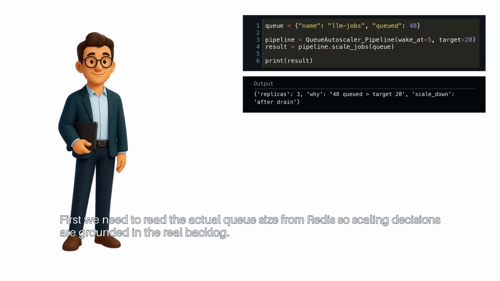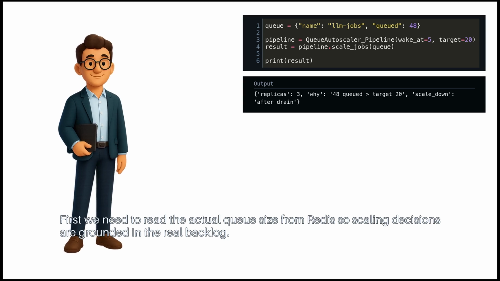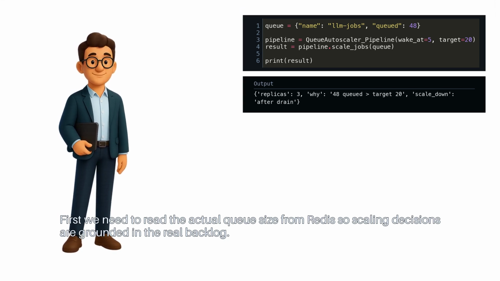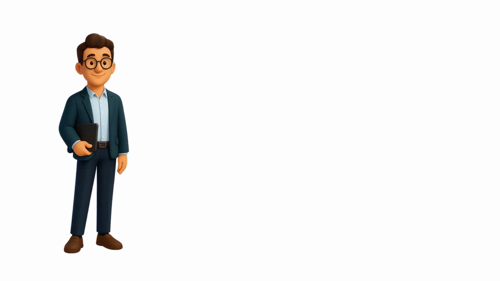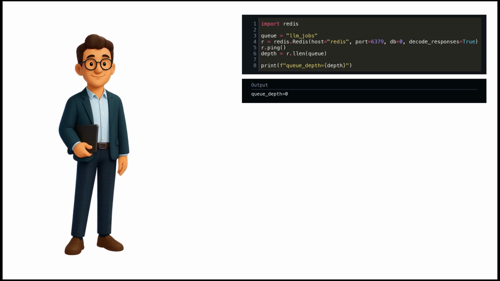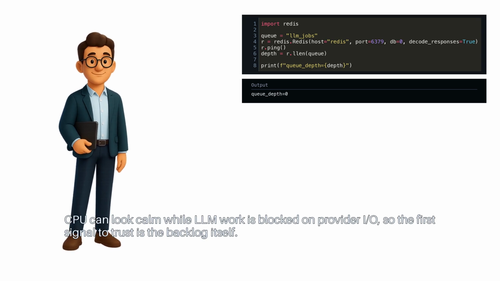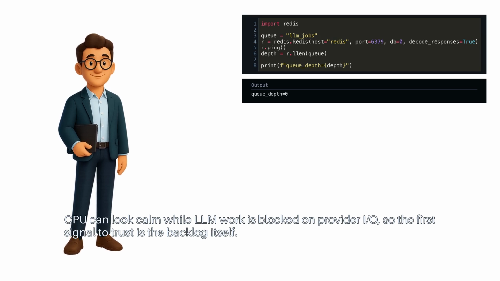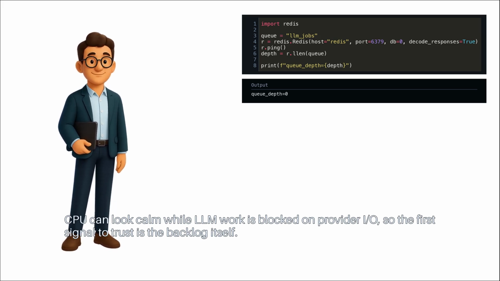First, we need to read the actual queue size from Redis, so scaling decisions are grounded in the real backlog. This snippet connects to Redis and reads the Celery queue depth that KEDA will later watch. CPU can look calm, while LLM work is blocked on provider I/O. So the first signal to trust is the backlog itself.